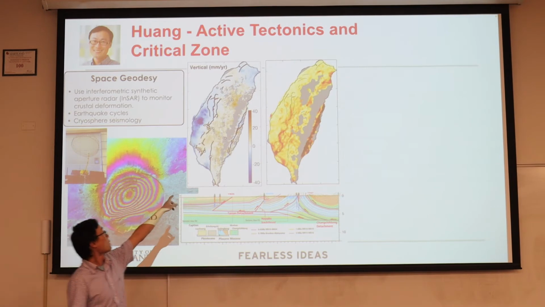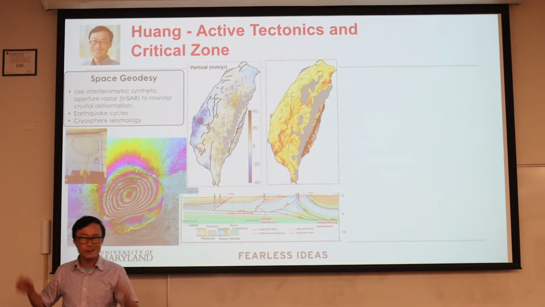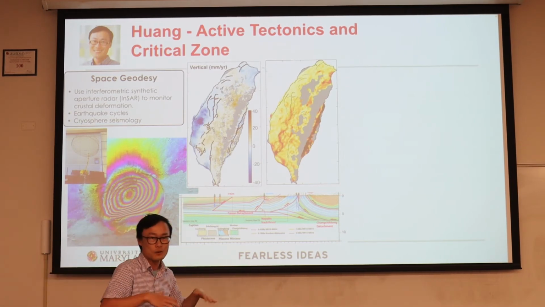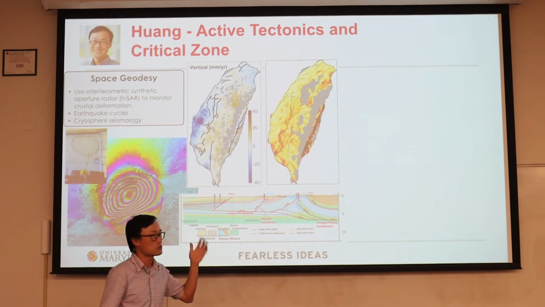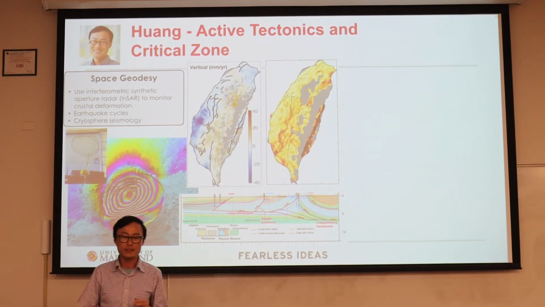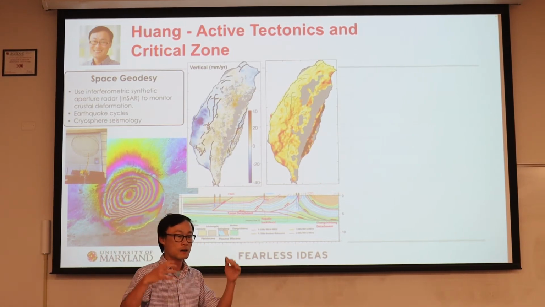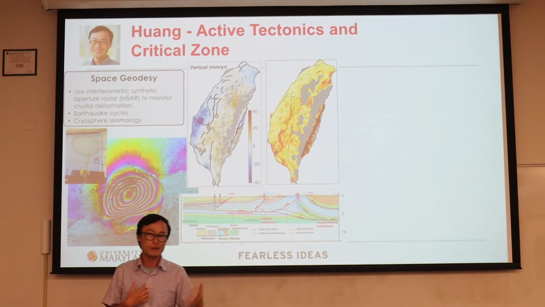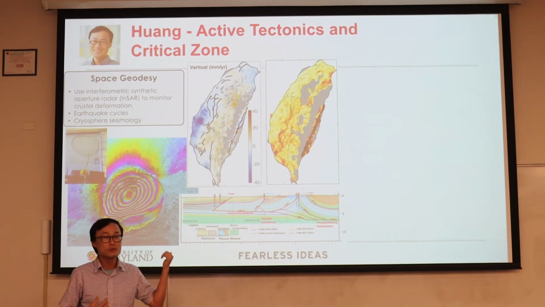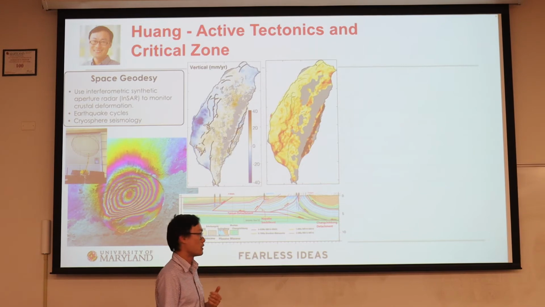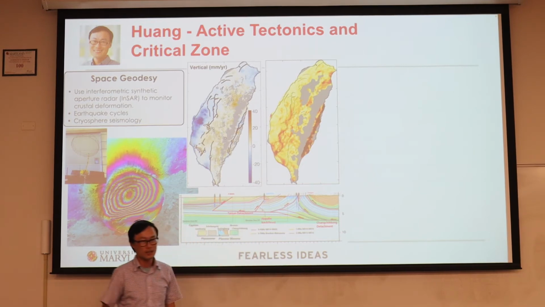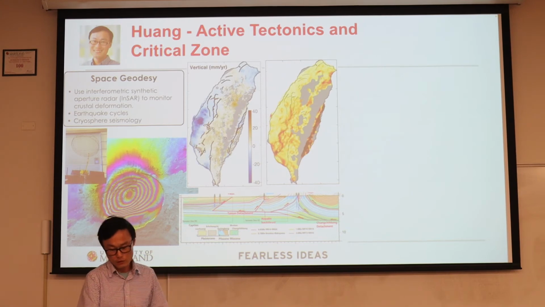On the left-hand side, the blue-red color just means either the land is subsiding or uplifting. You can also use that information to calculate the strain rate, so you know how much deformation is going on in what location. You can use that to identify active faults. With that kind of information, you can help us understand our regional geology.